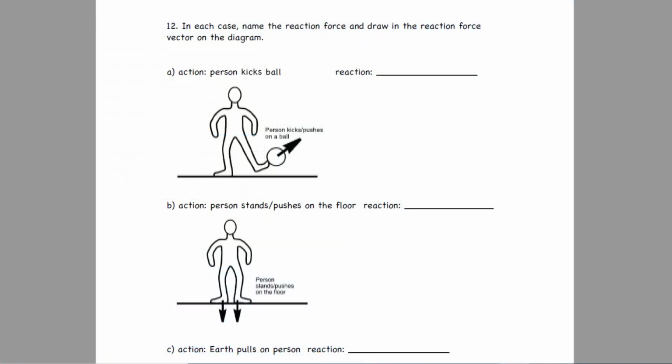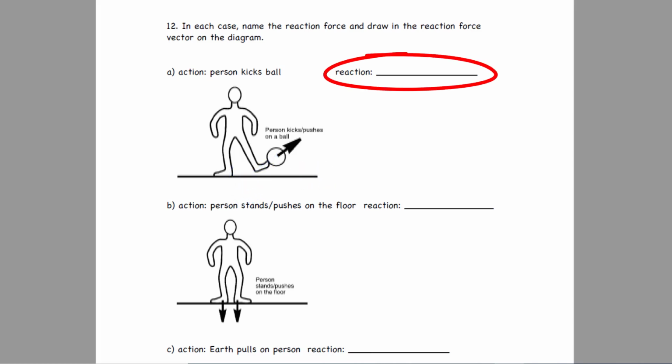Now on the last page, question 12, I'm going to give you some very minor hints on how to do this. There's 3 questions, and in each of these cases there's a little diagram and an arrow showing what direction the force that's being exerted is pointing. So for example, a person kicks the ball or the person pushes on the floor. In each of these cases, you'll name the reaction force, and you also want to draw in the vector for the reaction force. So you draw an arrow on the diagram showing what direction the reaction force points.